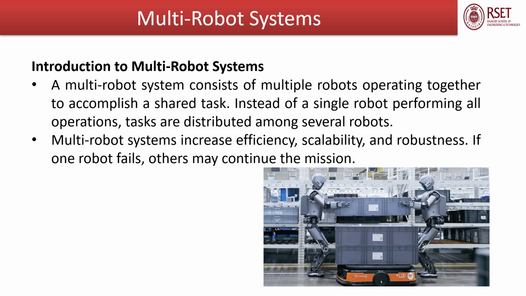Now the introduction to multi-robot systems. Now we extend the discussion to multi-robot systems. Instead of a single robot performing all tasks, multiple robots work together. Why do we use multiple robots? Because tasks can be parallelized, area coverage increases, and systems become scalable. Failure of one robot does not stop the mission. This increases efficiency and robustness. Applications include warehouse automation, swarm robotics, environmental monitoring, and search and rescue.